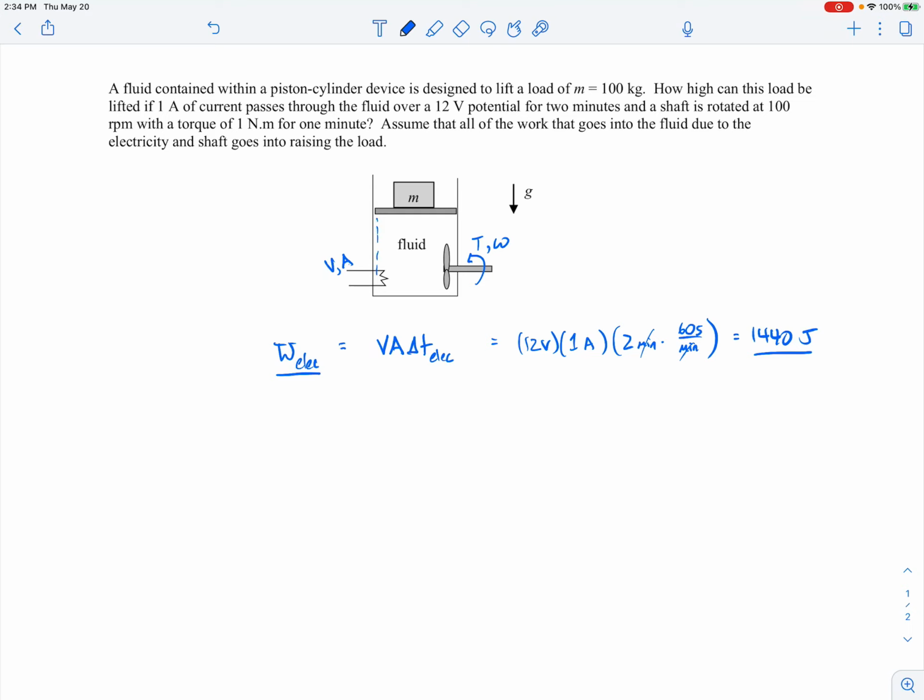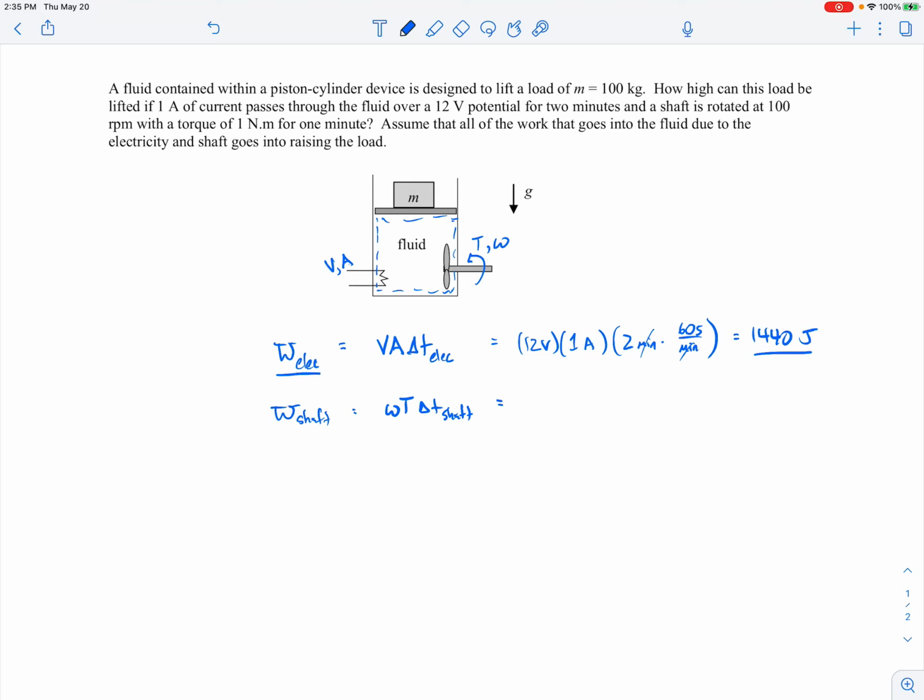So that's the amount of work that the electricity is doing on our fluid. Let me draw a little sort of control volume here so you can see that that's the electrical work going into the fluid. Let's do the same for the shaft work. Shaft work would be the shaft power multiplied by the time. So the shaft power is going to be the rotational speed of the shaft multiplied by the torque. And then again, multiply that by the time over which that's occurring. So I'll call that delta T shaft.